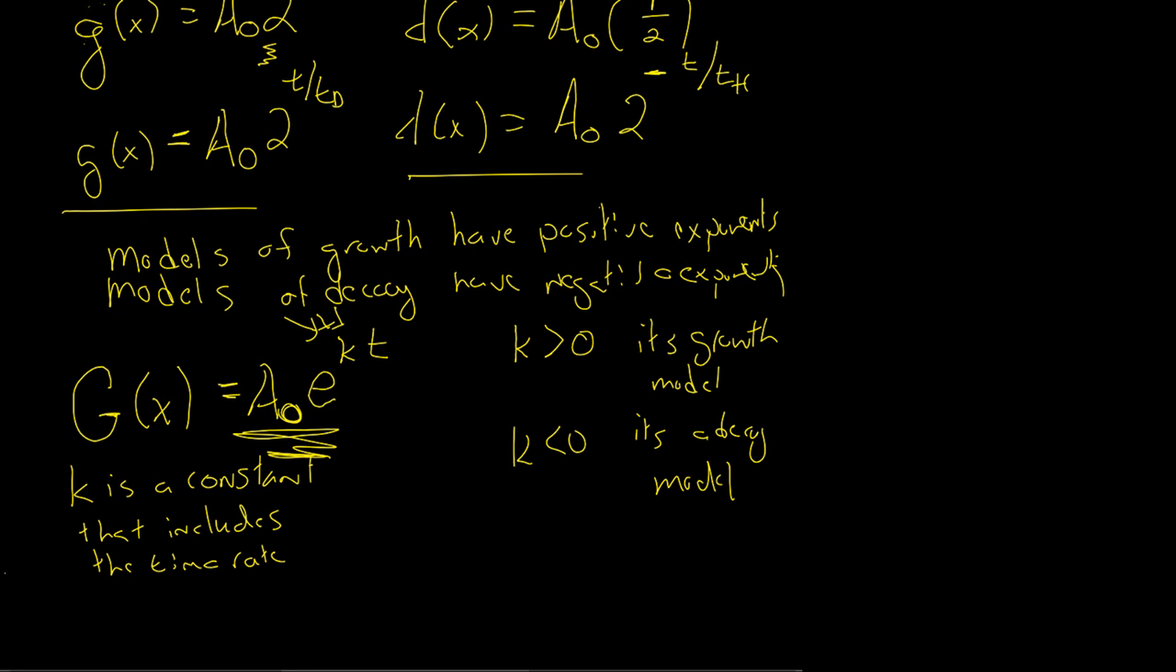So I'm going to look at a couple examples of this growth and decay model, but we're going to use these rules of algebra so that we only need to remember one thing. This. We only need to remember this. And we're going to use the type of problem to figure out k for us.